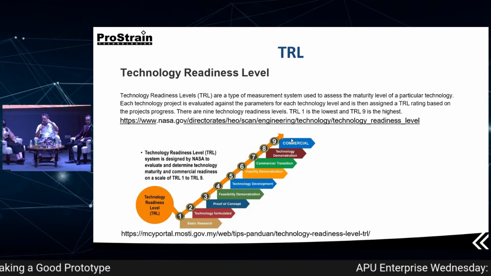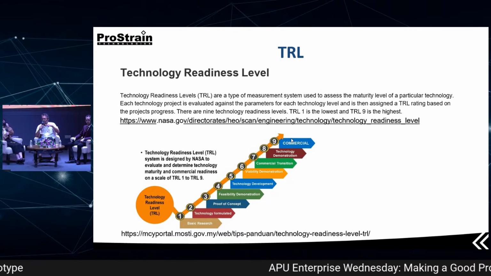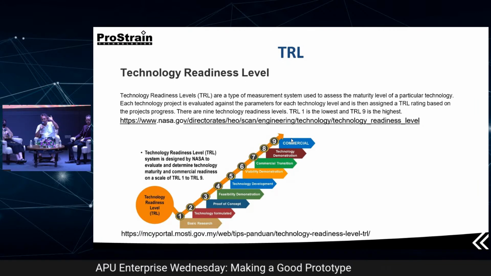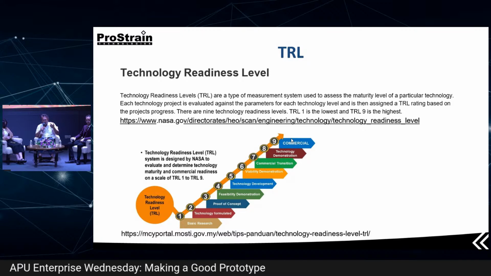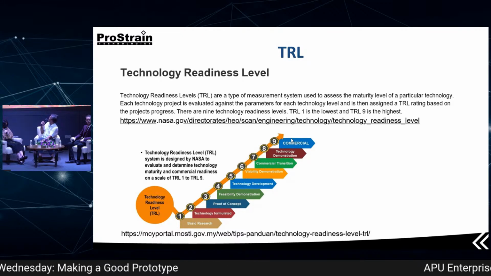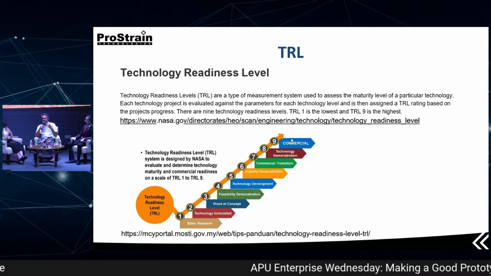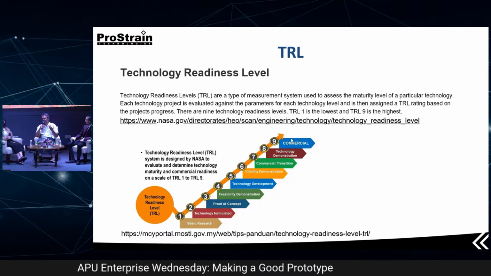And then you reiterate. If your POC is successful, then you can jump to TRL 4, which is feasibility demonstration. If you can demonstrate your prototype to other people, then you achieve TRL 4.